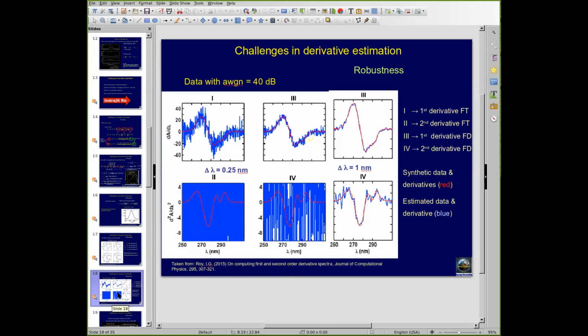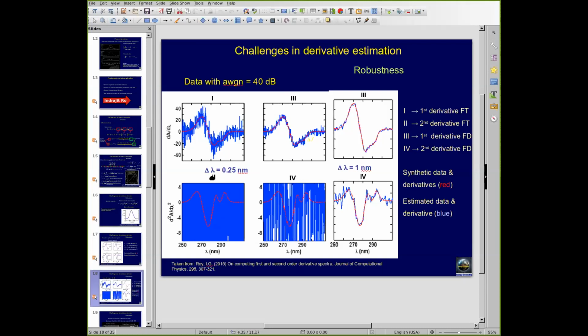But what happens when the data contains noise? Very small noise, 40 dB SNR, meaning signal to noise ratio, around 1% of Gaussian noise. AWGN is additive white Gaussian noise. If I put in additive white Gaussian noise, on the left-hand side the blue is the estimated one and the red one is the true one, and you see that for the Fourier spectral method, things are absolutely unacceptable with a delta lambda of 0.25 nanometers. This is also the case for the central difference scheme.